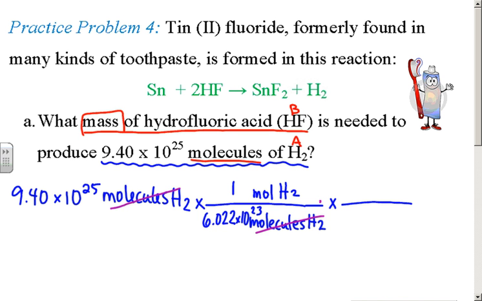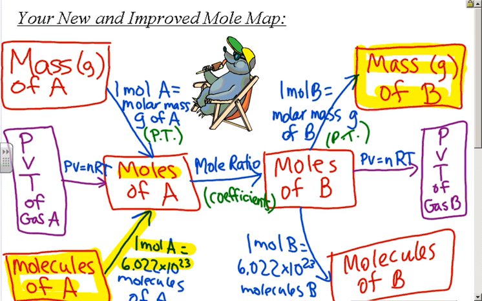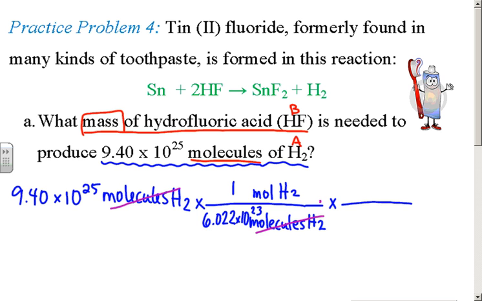So let's look on our mole map. From the moles of A, which is where I'm at here, I now am ready to do a mole ratio. A mole ratio uses the coefficients from a balanced chemical equation to convert that into moles of B. So my next step is a mole ratio where I use the coefficients. So in this step, I had moles of H2 on top, so now I'm going to put moles of H2 on the bottom. The chemical I'm trying to find goes in the numerator, which is the HF, hydrofluoric acid.